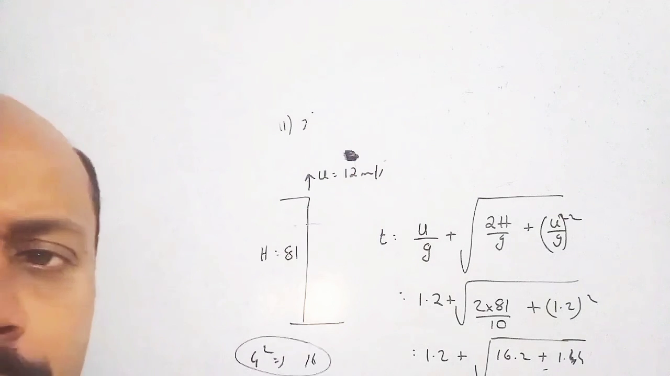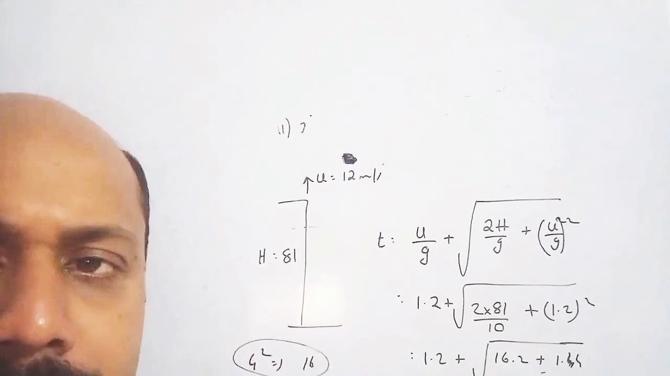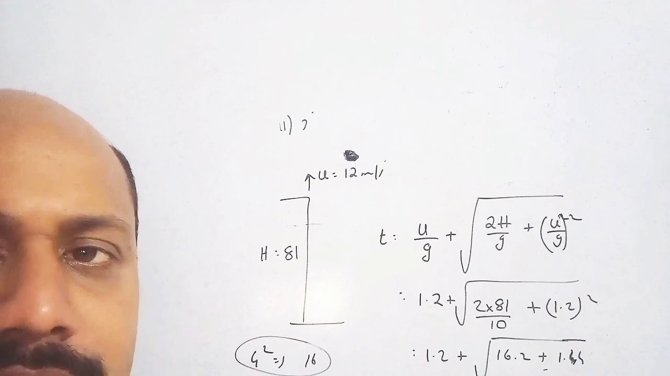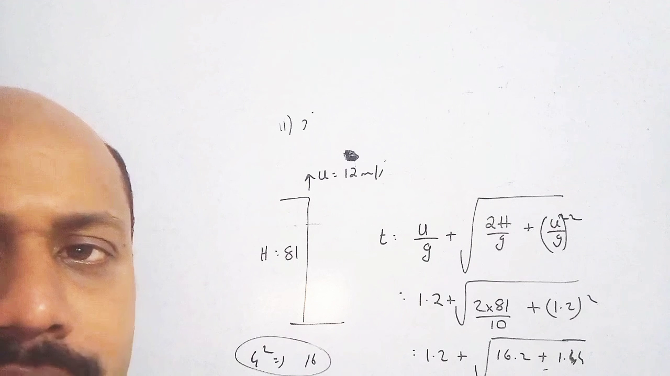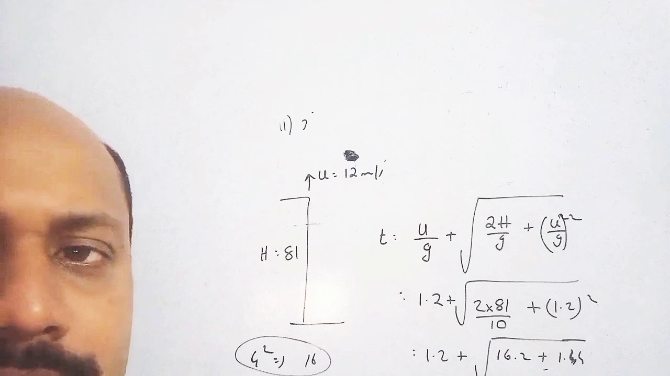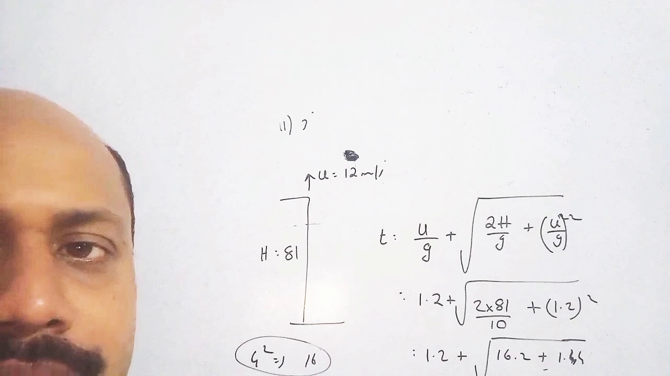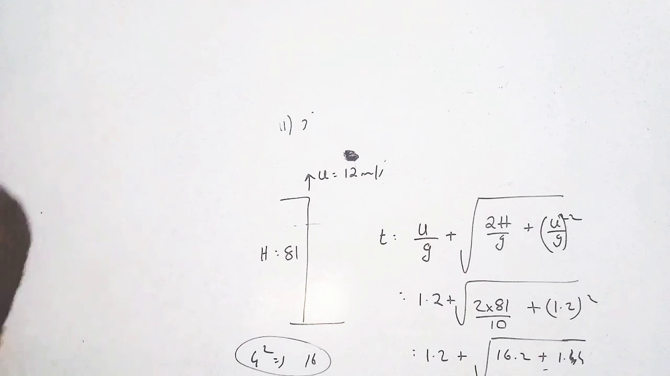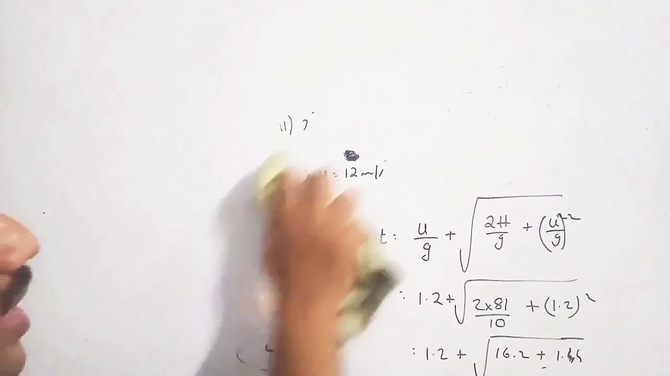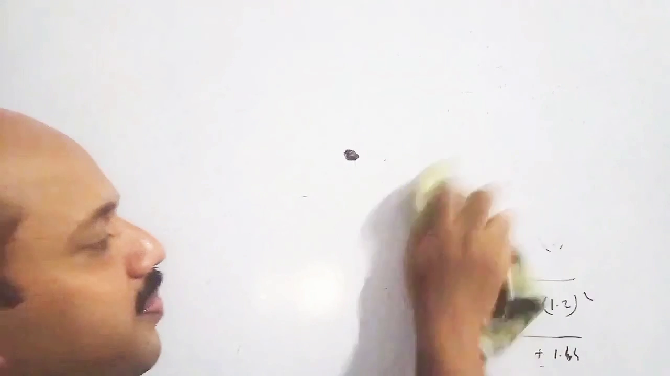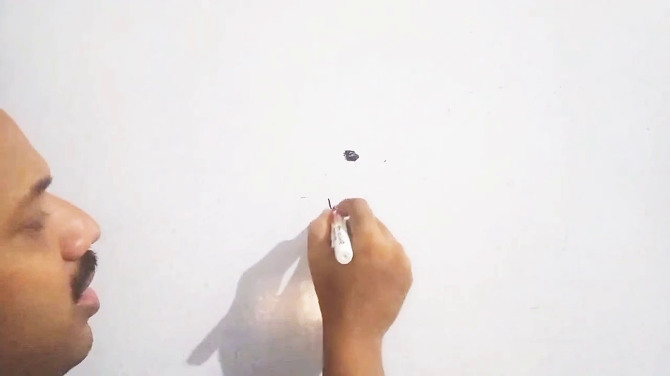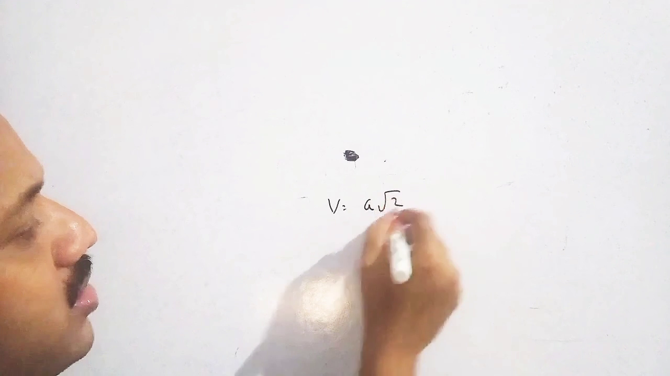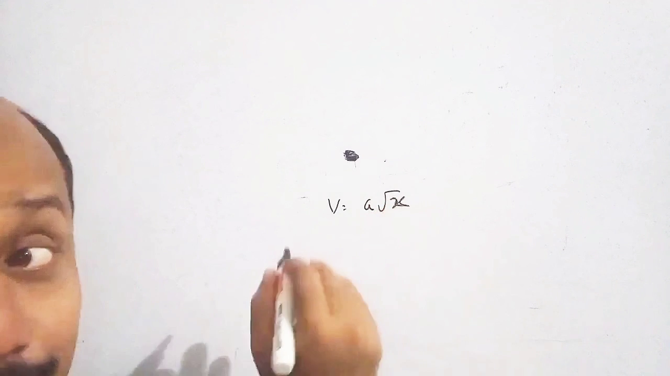Yes. 12th question. A particle located at x equal to 0 at time t equal to 0 starts moving along the positive x direction with velocity v that varies as v equal to a root x, where a is a positive constant. The displacement of the particle varies with time as... We need the displacement relation, therefore better write this one, v equal to a root x.